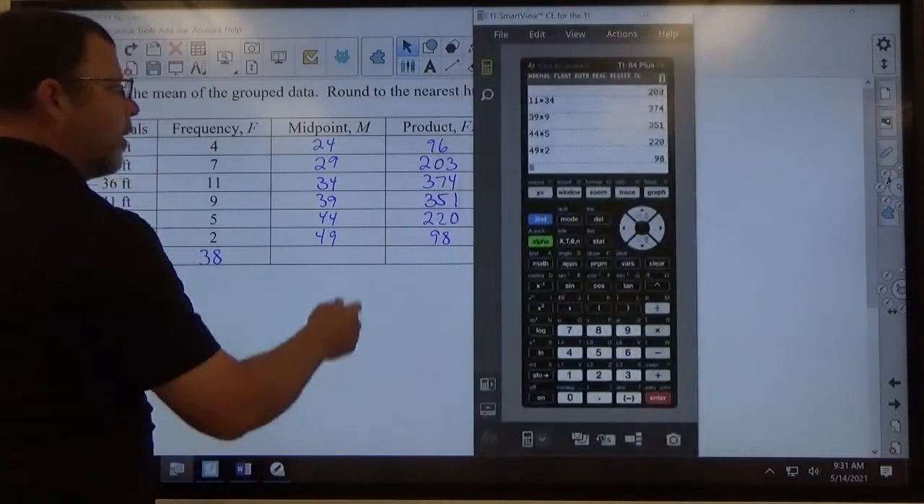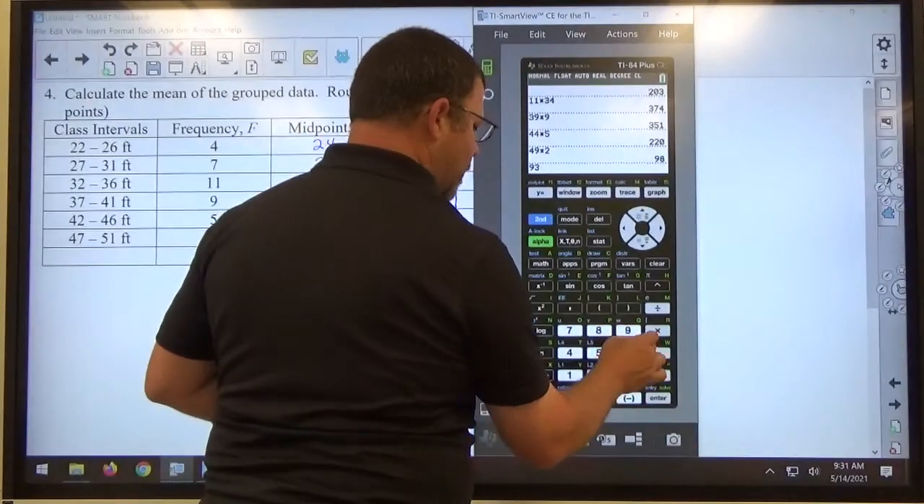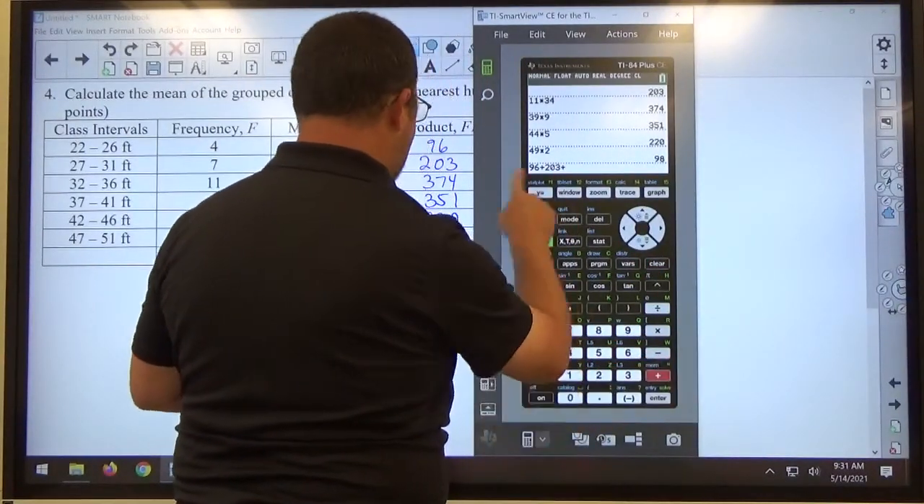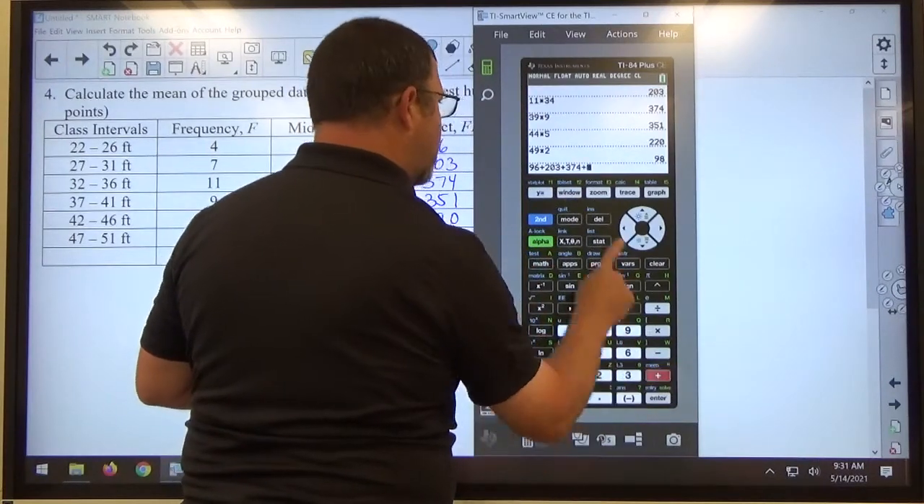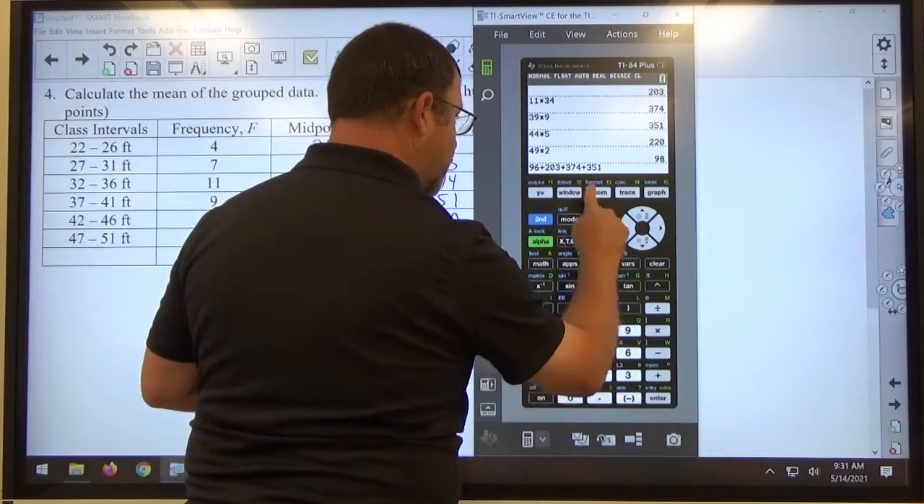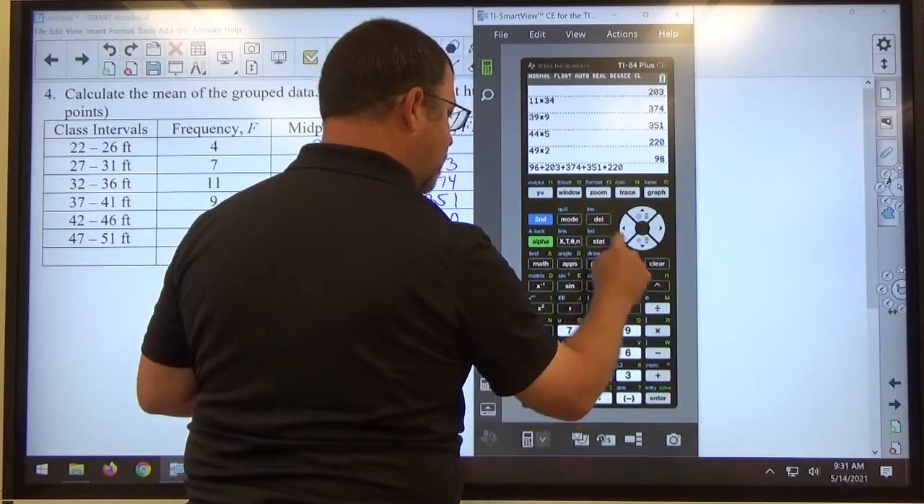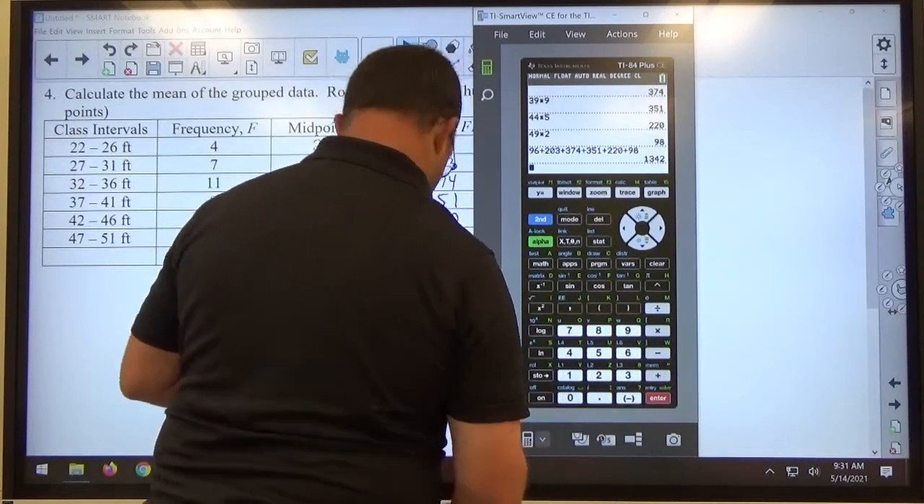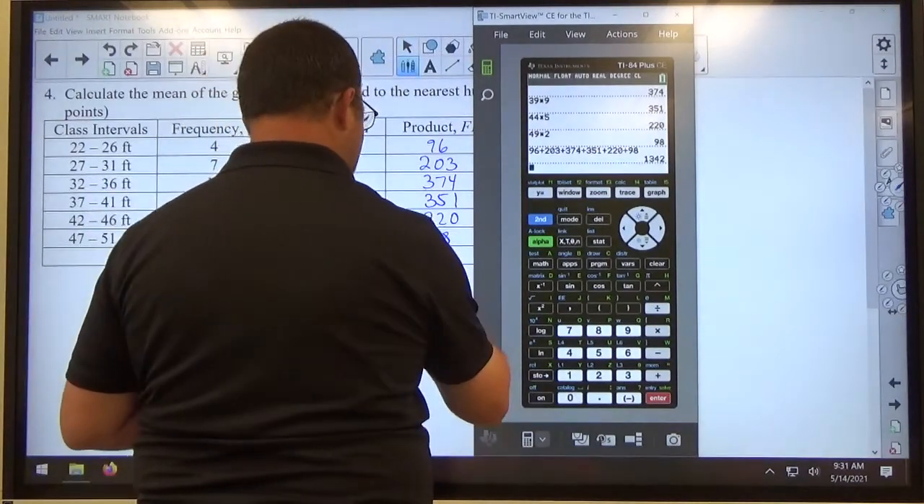Okay, coming on the other column, again, bigger numbers, harder to do in your head. So 96 plus 203, plus 374, plus 351, plus 220, plus 98. I was quick checking as I went along. Hit enter. 1342 is the sum of all those.